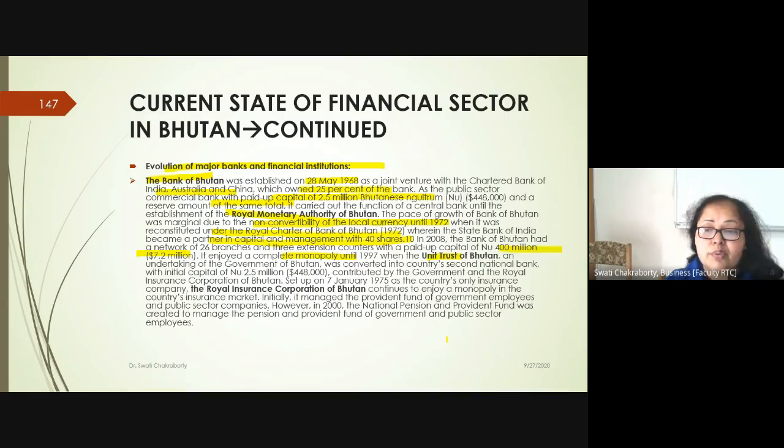It was set up with an initial capital of 2.5 million ngultrum, which was contributed by the government and the Royal Insurance Corporation of Bhutan. In 1975, the country's only insurance company was set up, RICBL, which continues to enjoy a monopoly in the country's insurance market. Initially it managed the provident fund of government employees and public sector companies. From 2000 onwards, the NPPF was created to manage the pension and provident fund of government and public sector employees.